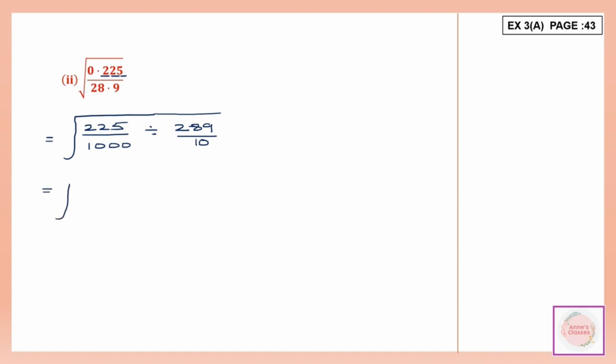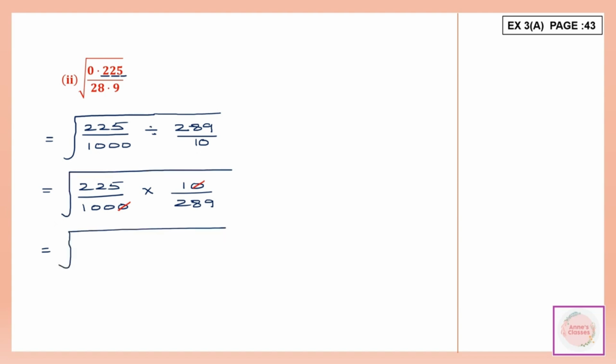Now remember these are two fractions, division, we're going to convert it to multiplication. 225 by 1000, division changes to multiplication, we write the reciprocal, and now we have this. Now we can cancel. I can cancel 1 zero there and 1 zero here. So what do I have now? So now what is left is 225 by 100 into 289.